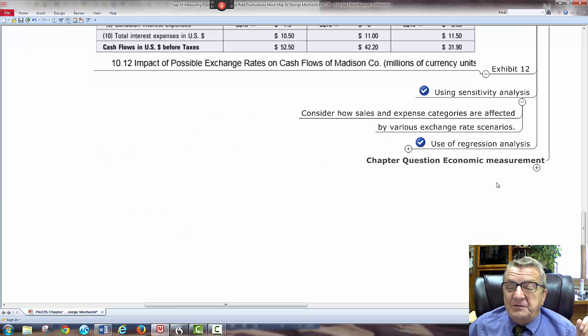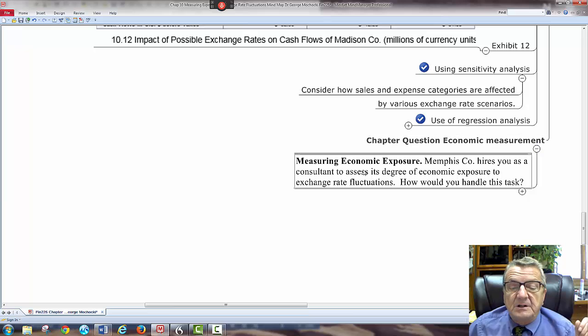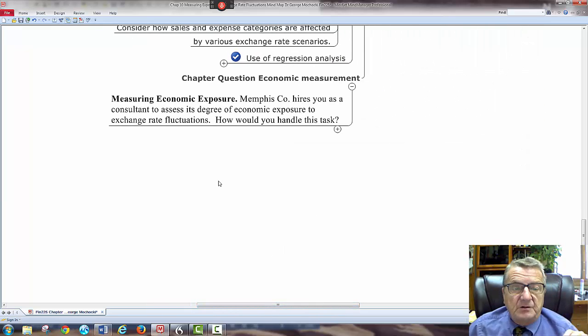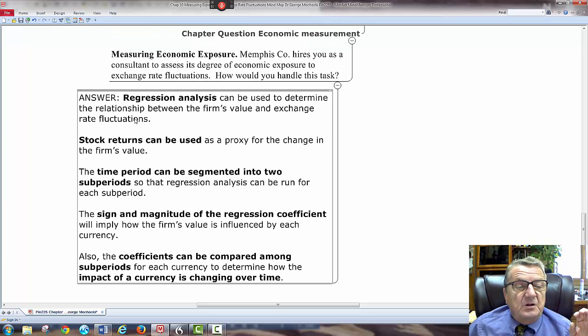All right, here's a chapter question on measuring economic exposure. I'm going to read the question, and then I'll give you the answer. Stop it right now and read it. A Memphis company hires you as a consultant to assess the degree of economic exposure to exchange rate fluctuations. How would you handle this task? That's all they're saying. Now, here's the answer. You'd use a regression analysis to determine the relationship between the firm's value and exchange rate fluctuations.